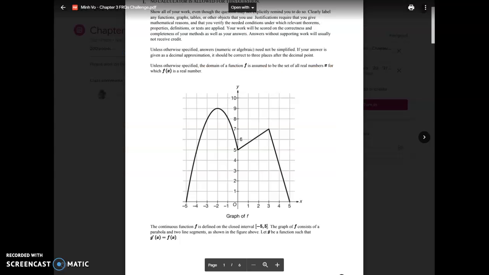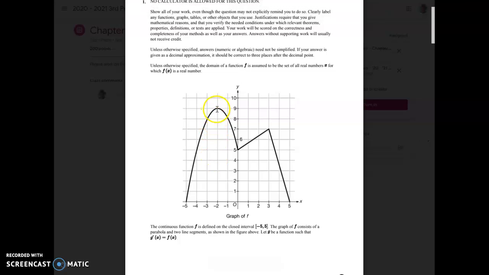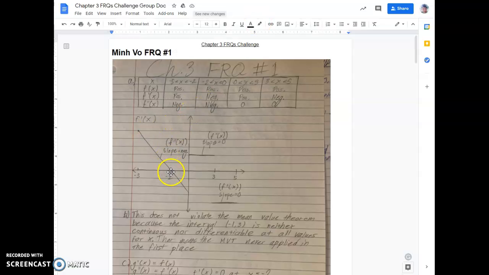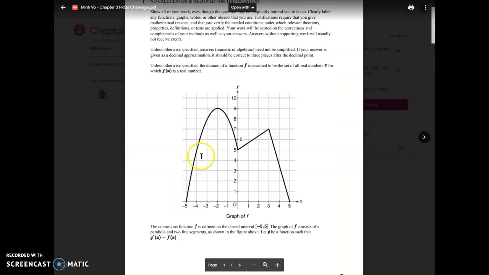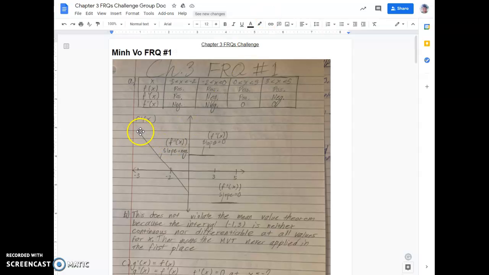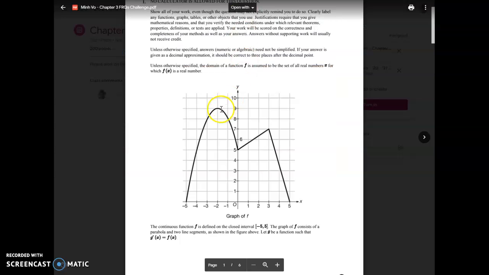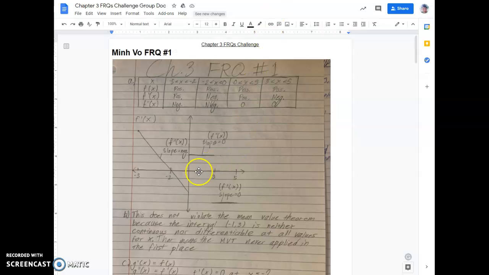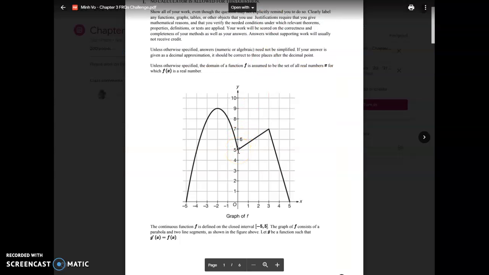You can see at this point, at -2, the slope is 0 because it's a horizontal tangent line. So on the graph of f prime of x, I made it 0 there. From -5 to -2, the slope is positive since the graph is increasing, so I made sure the left side of -2 is positive. And it starts the downward slope after -2, so I showed that it was going into the negatives.